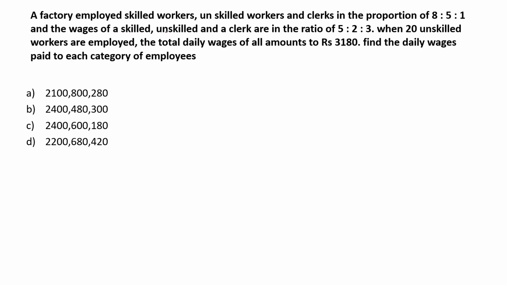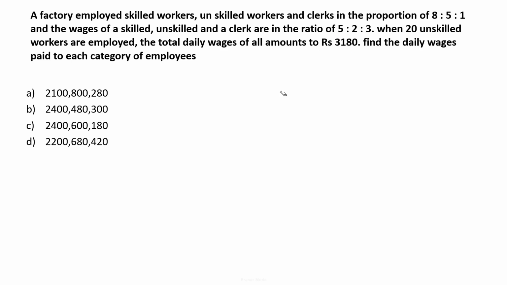In a factory, there are three categories of employees: skilled workers, unskilled workers, and clerks. The number of employees in those categories are in the ratio of 8 is to 5 is to 1, and their wages are respectively in the ratio of 5 is to 2 is to 3. When 20 unskilled workers are employed, the total daily wage of all amounts to 3180 rupees. This is nothing but the total amount paid to them.